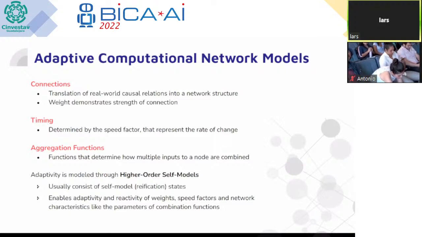We reach adaptivity in this model through higher-order self-models that usually consist of self-model representation states and enable the adaptivity and reactivity of the weights, the speed factors, and the network characteristics, like the parameters of the combination function.